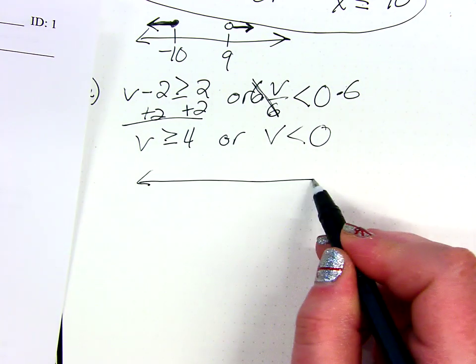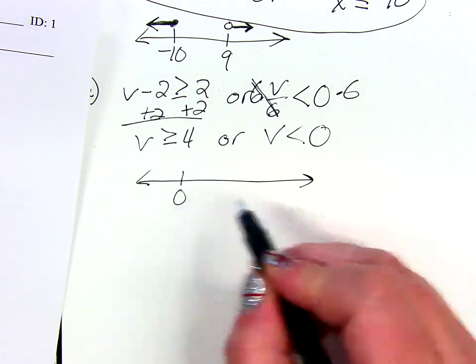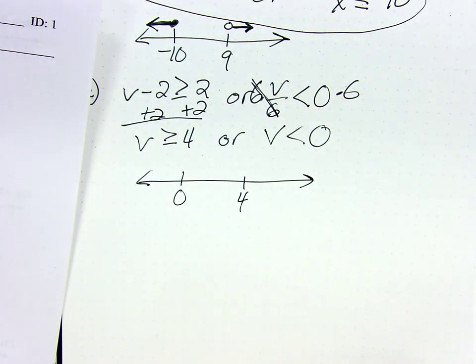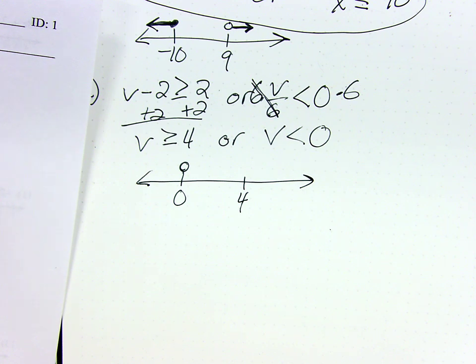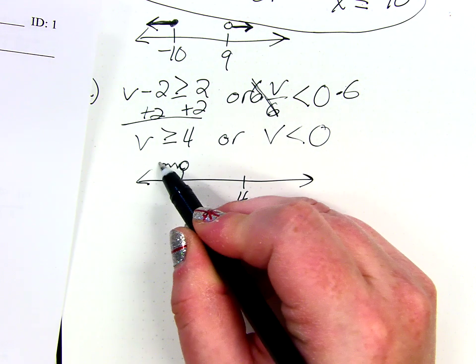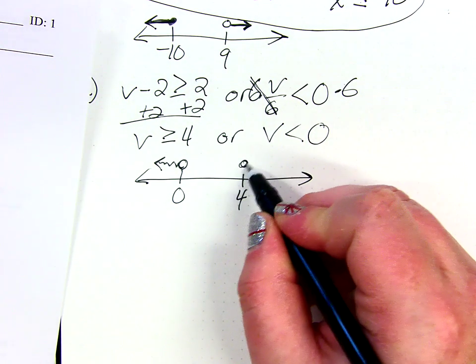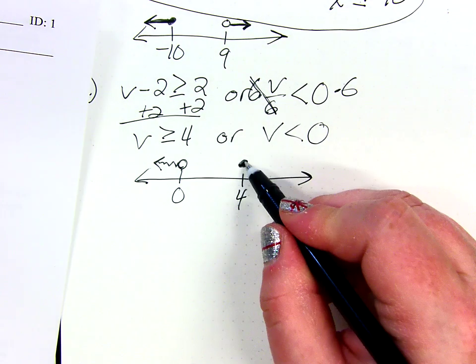So when I go to graph it, I graph it the exact same way I would anything else. 0 is just a number. I would have an open dot at 0, and I would shade to the left. I'd have a closed dot at 4, and I'd shade to the right.